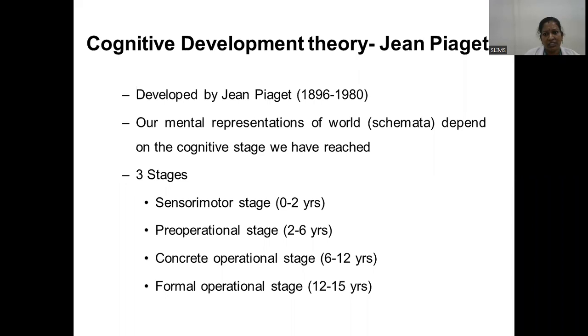In cognitive development theory, this cognitive development theory was developed by Piaget, 1896 to 1980. Our mental representations of the world depend on the cognitive stage we have reached. Three stages. There is the sensorimotor stage, that is age between 0 to 2 years, and then the pre-operational stage, age between 2 to 6 years, and then the concrete operational stage, ages between 6 to 12 years, and the formal operational stage, that is between 12 to 15 years.